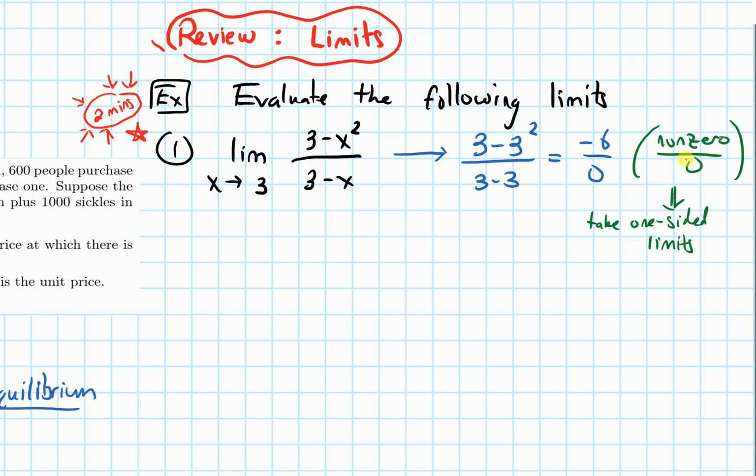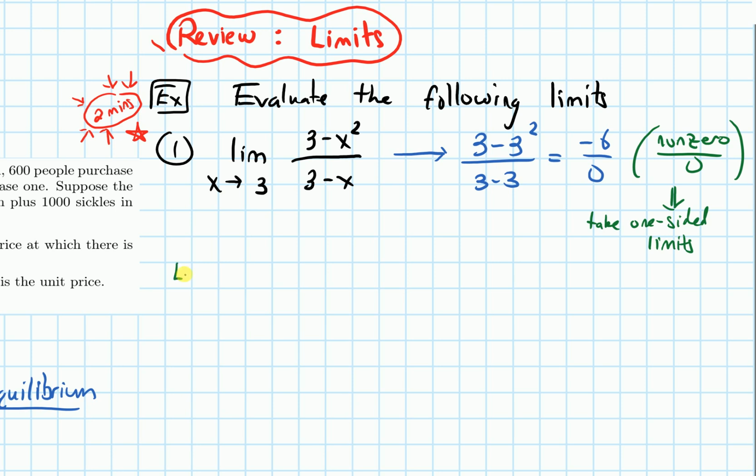Technically, when we write the 0 on the bottom, it doesn't mean that it's exactly 0. It means it's really, really close to 0, because x is not exactly 3. When we talk about a limit, x is just getting really, really close to 3. So let's do these one-sided limits.